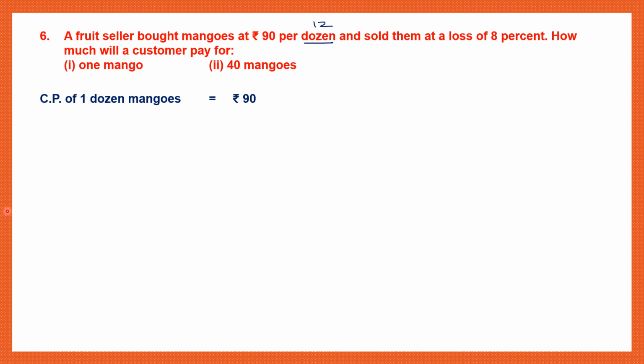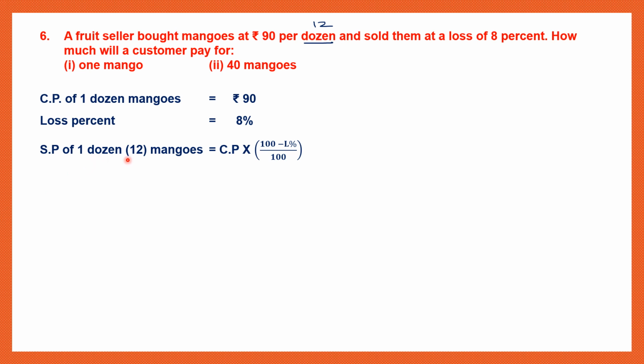Cost price of 1 dozen mangoes is given to us. The loss percent is given. Now we need to find the selling price of 1 dozen mangoes. So selling price of 1 dozen means 12 mangoes. This is the formula. So let's substitute. For cost price we have 90 rupees into 100 minus loss percent, that is 8, divided by 100. Close brackets and work out what's within brackets. So 90 will remain as it is, into 100 minus 8 is 92 divided by 100.